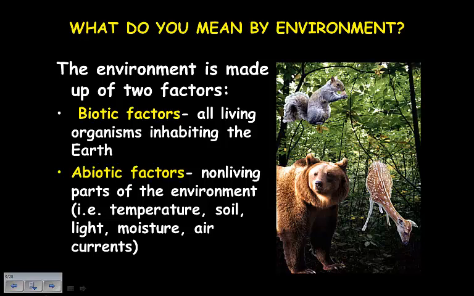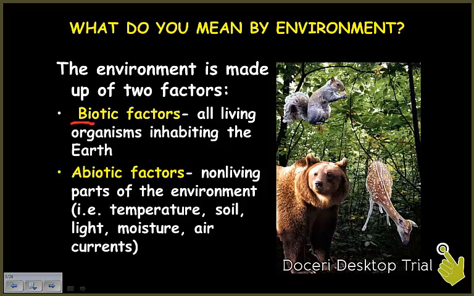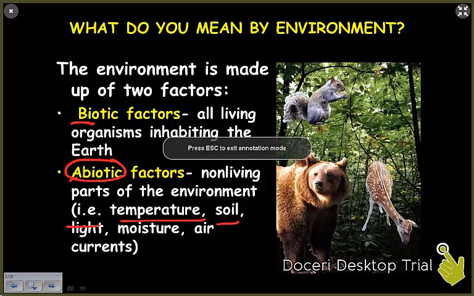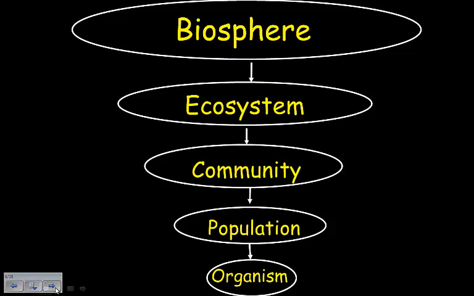And then we have the abiotic factors. Remember, a means without, so without life. The abiotic factors include temperature, soil, light, air current, moisture. All of those things have an effect on living organisms. So we'll look at the effect of both the living and the non-living.